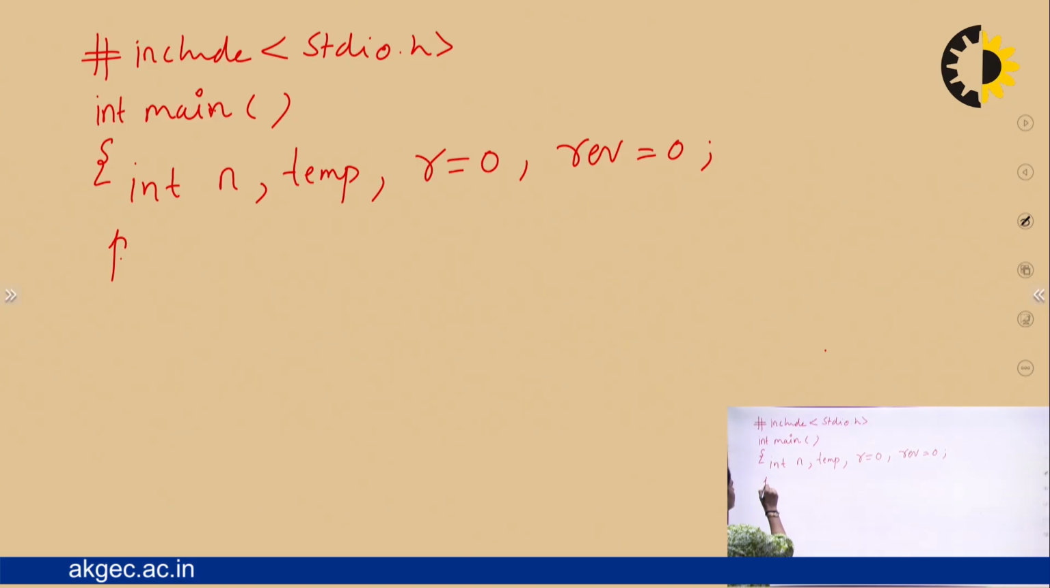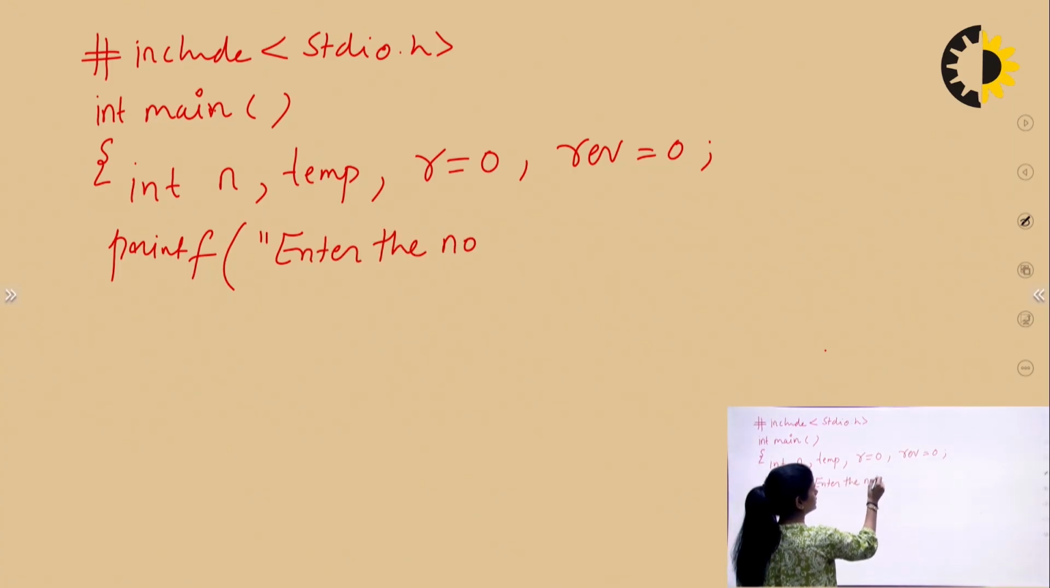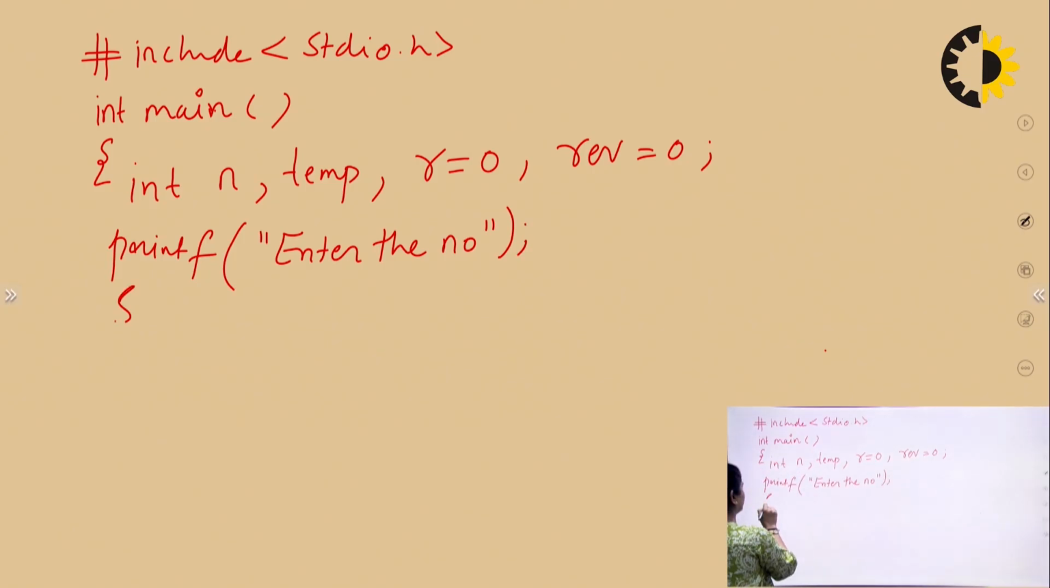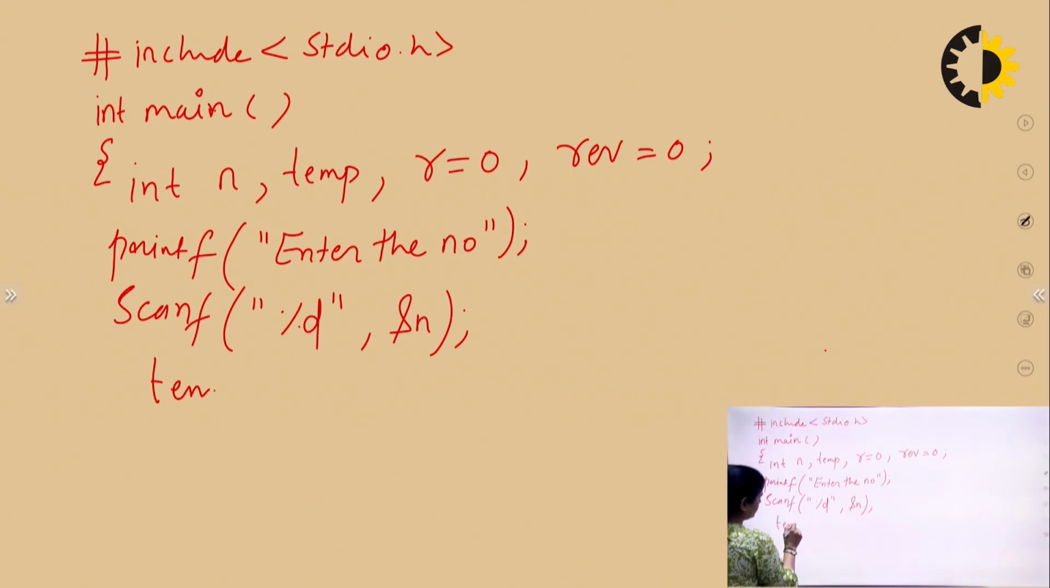So right here printf enter the number, scanf for the reading the number, address of n. With the help of printf scanf you can write and read the number. Here temp equal to n, which is assigning the n number in temp variable.